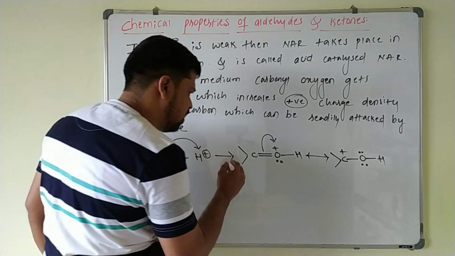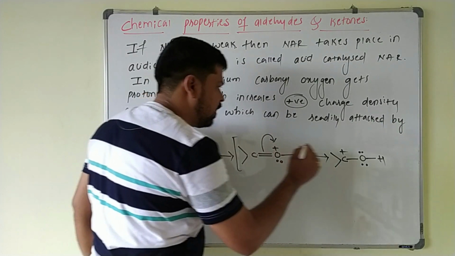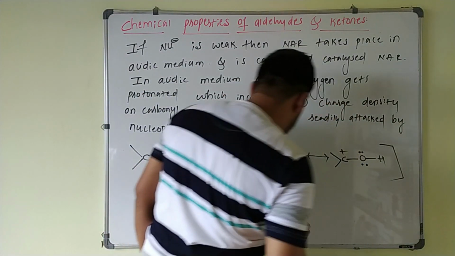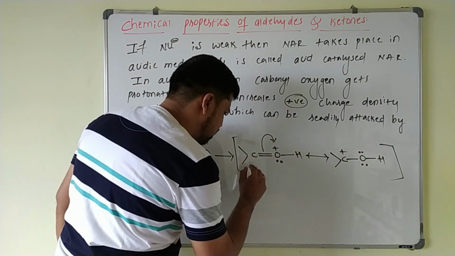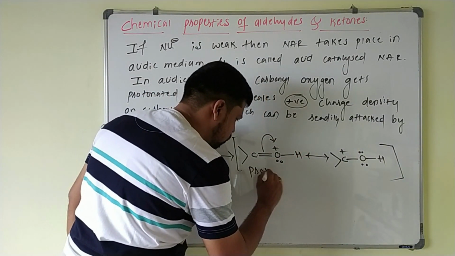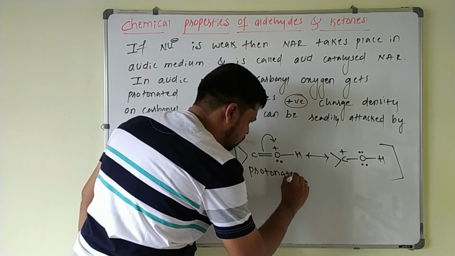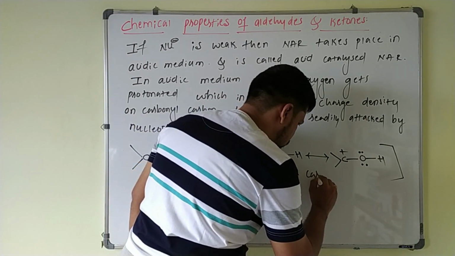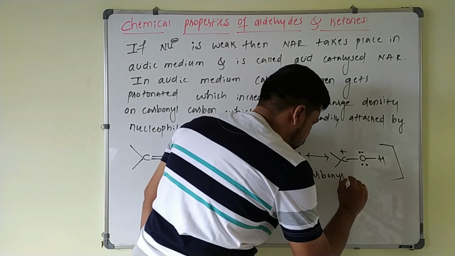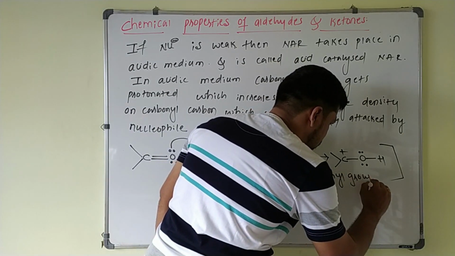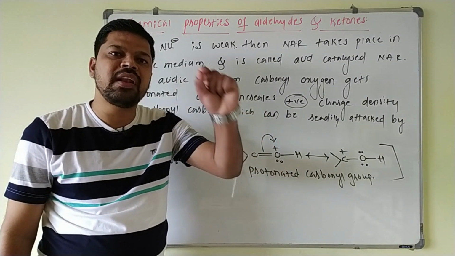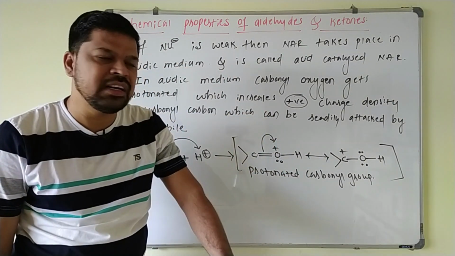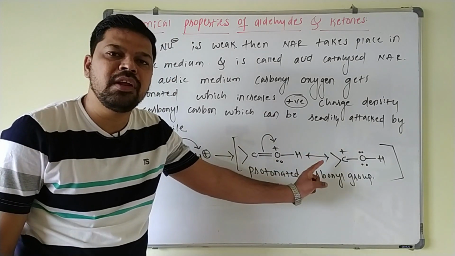Attacking nucleophile. So this is your protonated carbonyl group. You can write it like this also and like this also. These two are equivalent to each other. This is protonated carbonyl group. So always keep in mind, whenever the nucleophile is weak, it will attack the protonated carbonyl group here.